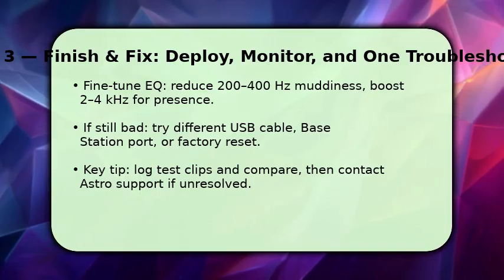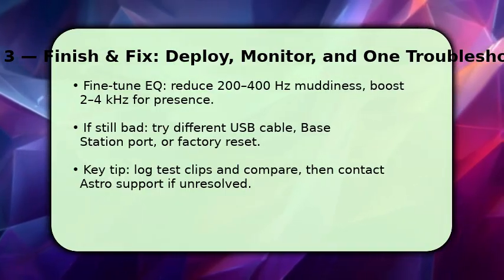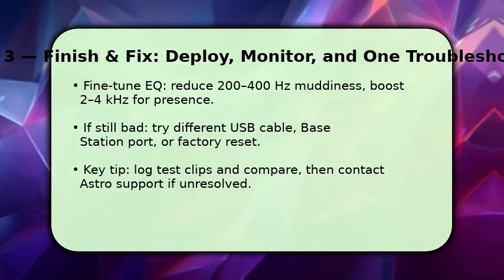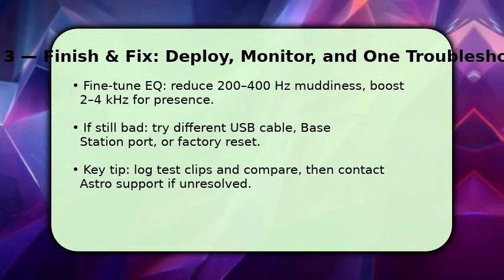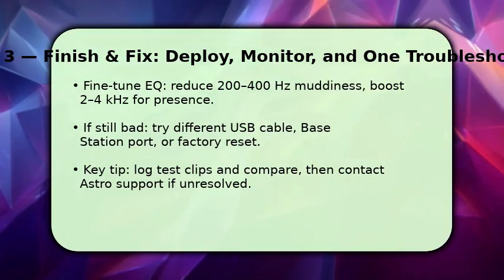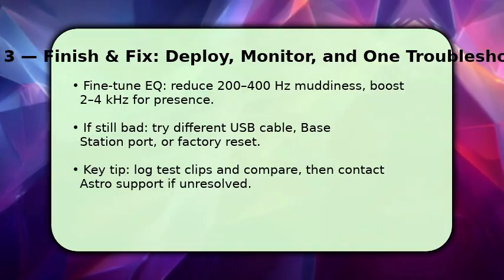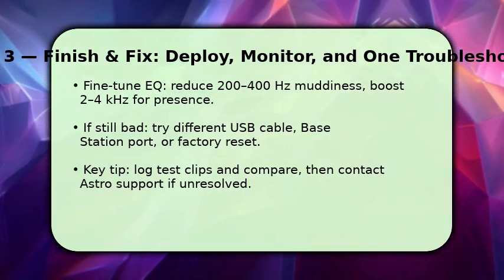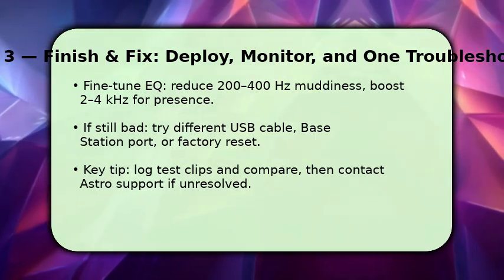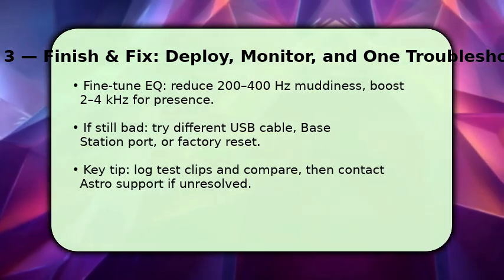Finish by fine-tuning equalization and physical placement to get natural tone. Cut low-mid muddiness around 200 to 400 Hz and gently boost 2 to 4 kHz for intelligibility. If problems persist, swap the USB cable and base station port, test on another system, and as a last resort, perform a factory reset. Make sure to save recorded test clips for comparison.